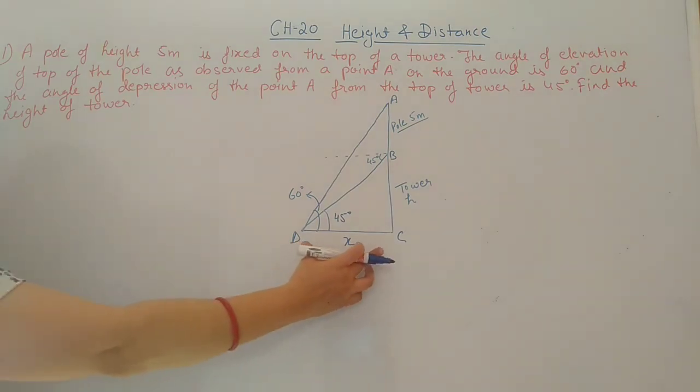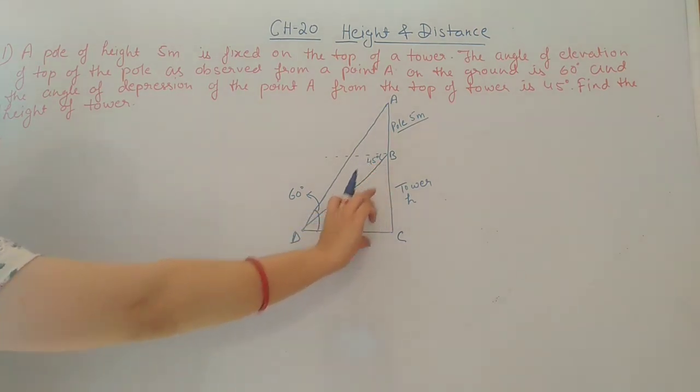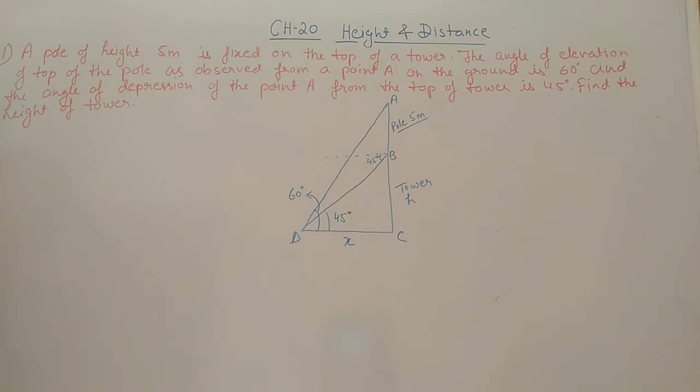So let this distance DC be equal to x and BC equal to h. We have here two right angle triangles. First we will take triangle BCD. Tan 45 is equal to height BC by base DC. Tan 45 value is 1, BC we have taken as h and DC is x. So we have x is equal to h.